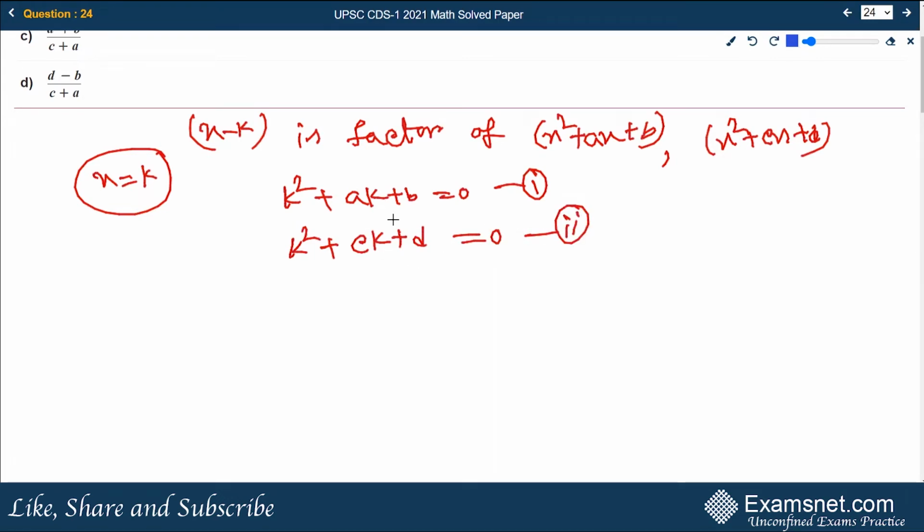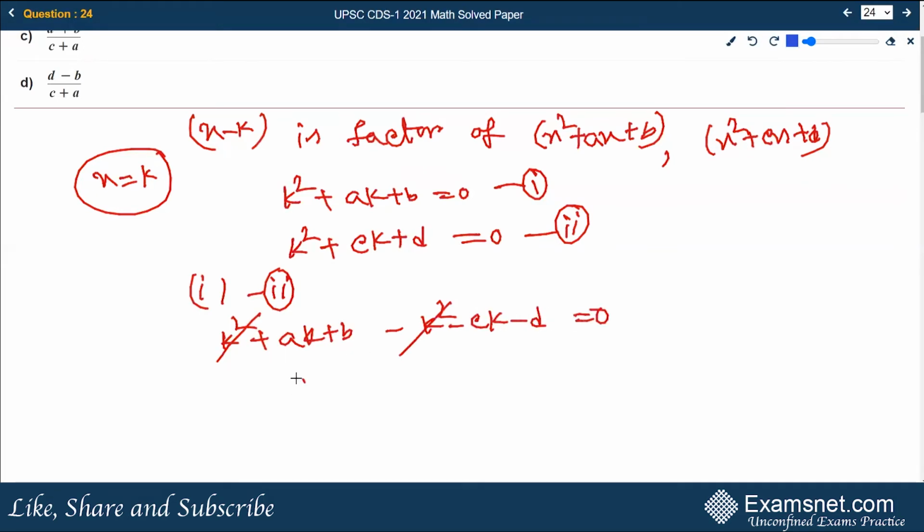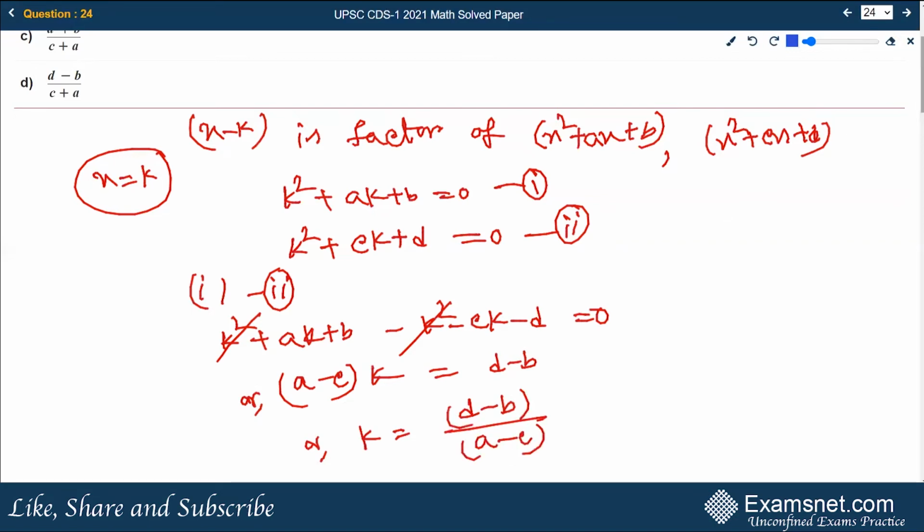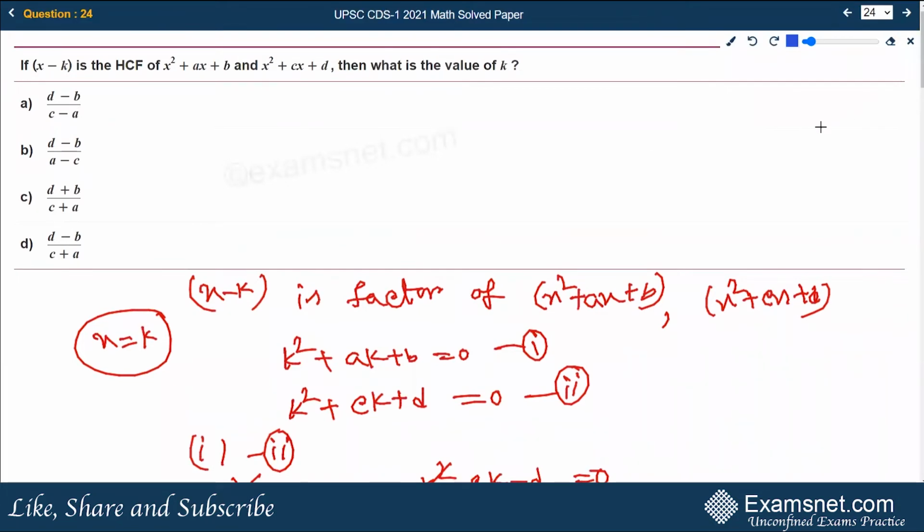Now, after subtracting 1 minus 2, we will get ak minus ck plus b minus d equals 0. Both k square got cancelled. So a minus c times k equals d minus b. So the value for k is d minus b by a minus c. So let's check d minus b by a minus c. Option B is the correct answer.